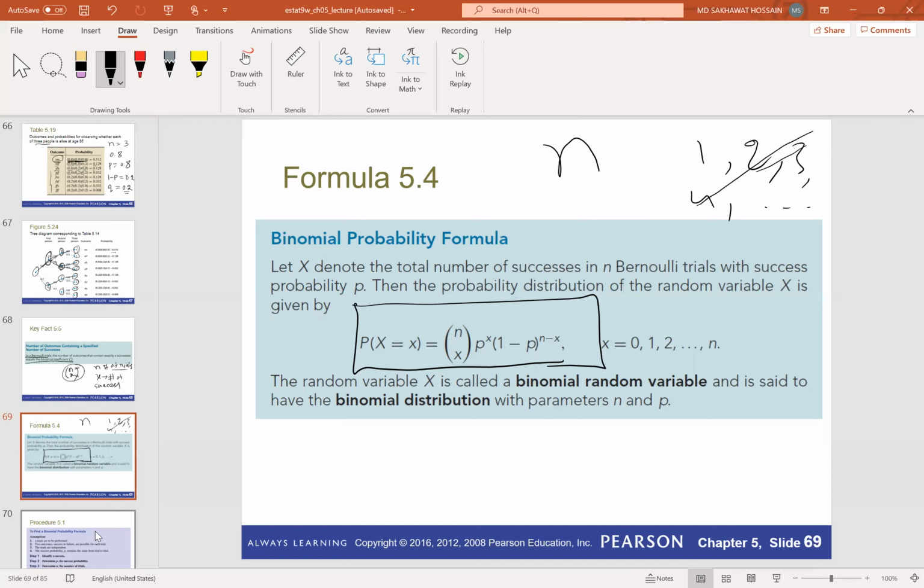For example, if we consider n here as 10, then what are the possible numbers of successes? If x denotes the number of successes from n trials, what are the possible values of x in this case? Anyone? X is the random variable which denotes the number of successes from 10 trials. n is 10 here. So what are the possible values of x in this case? Anyone?